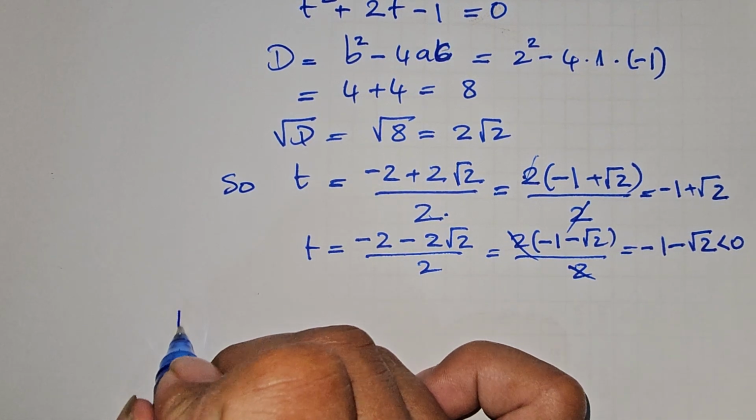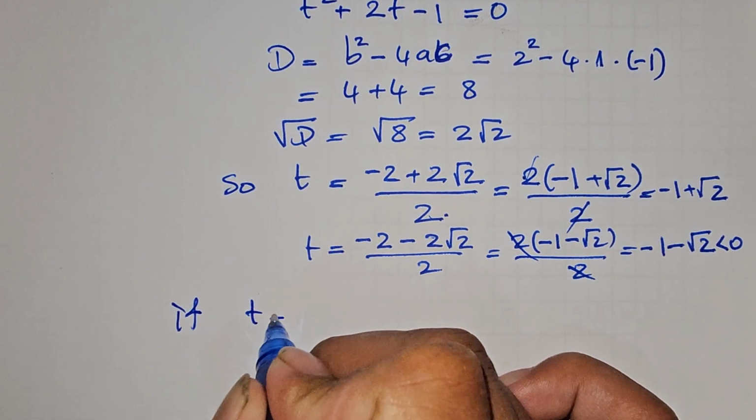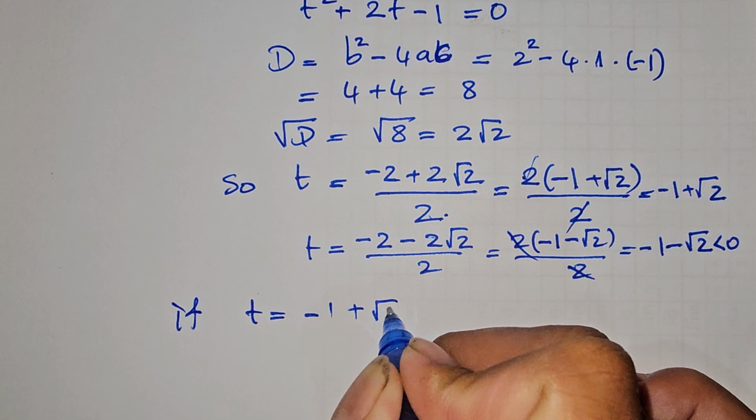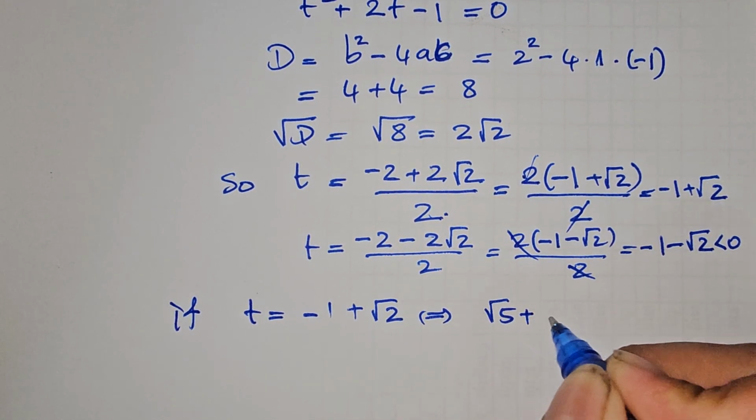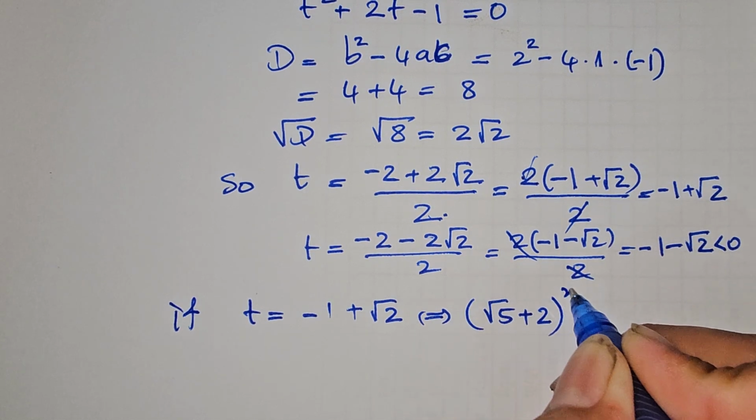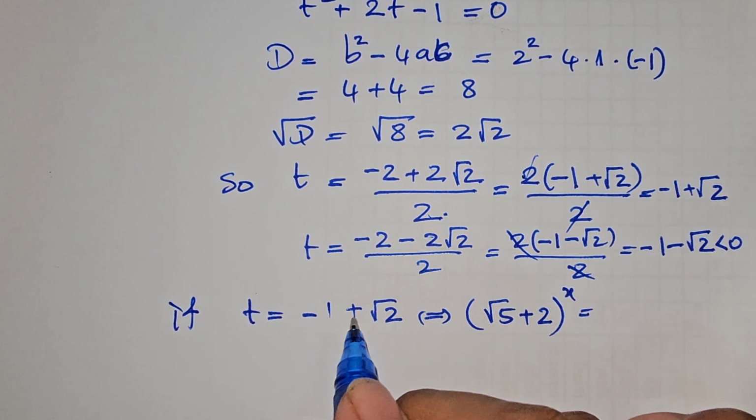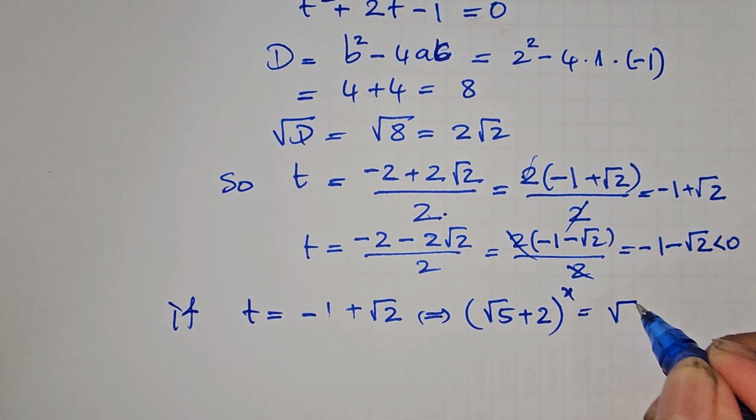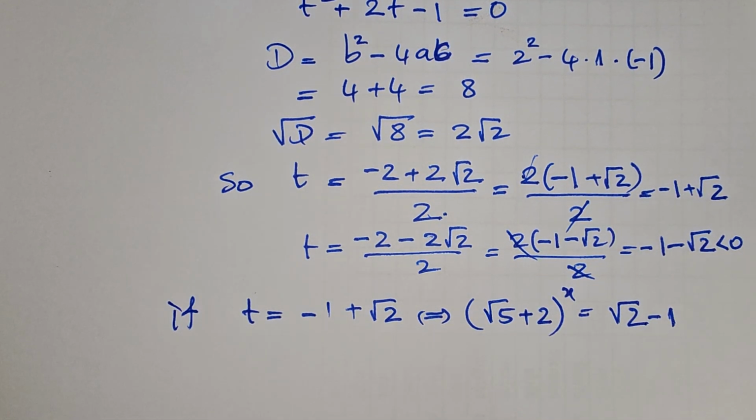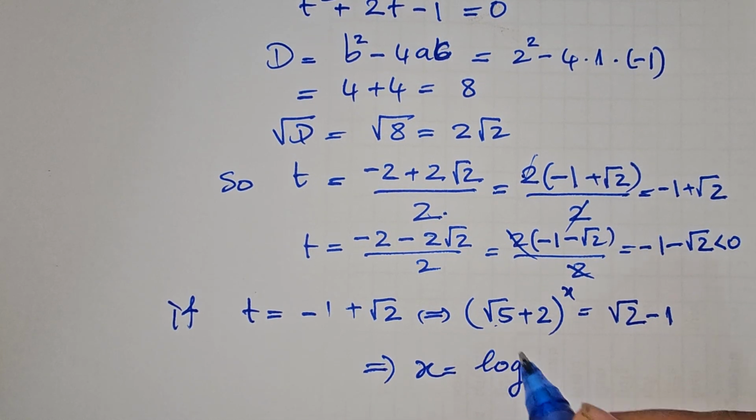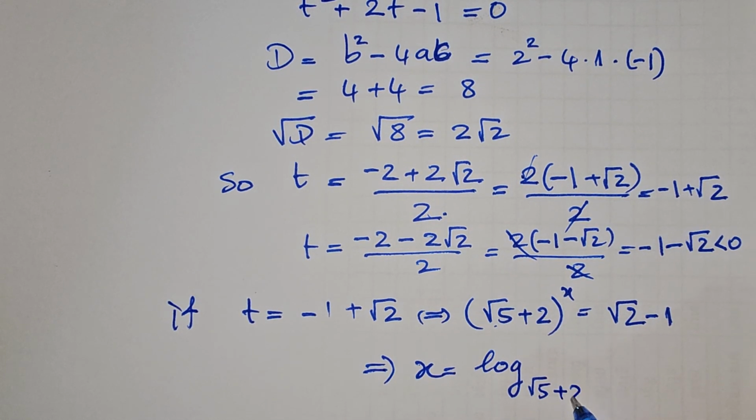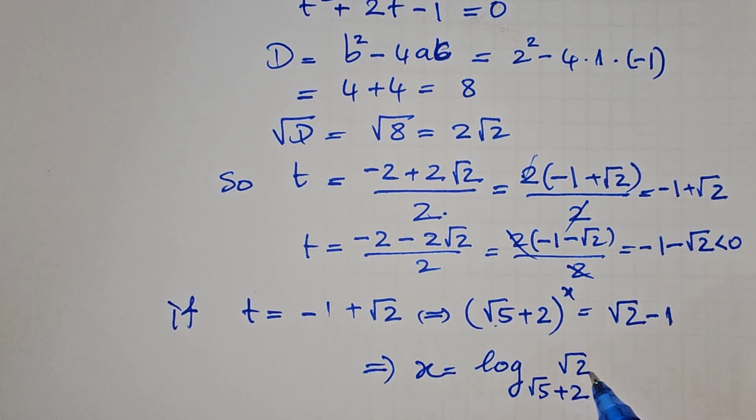So if t equals negative 1 plus square root 2, we get (square root 5 plus 2) to the power h equals negative 1 plus square root 2. It can also be written as square root 2 minus 1. So here we can find the value of h. We get h equals log base (square root 5 plus 2) of (square root 2 minus 1), which is our answer.